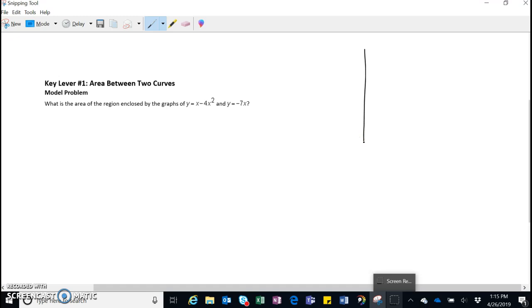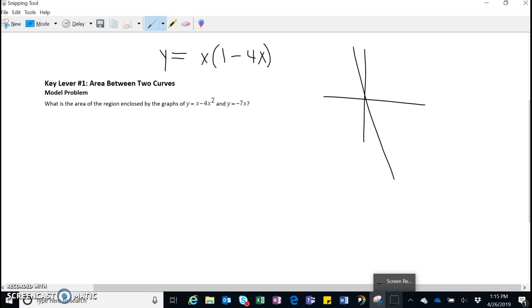Negative 7x is a pretty steep line with a decreasing slope that goes directly through the origin. And then y equals x minus 4x squared. That's kind of hard. I know that's a quadratic function, but I'm going to take an x out to see if maybe I'm a little more successful with what this looks like. x times (1 minus 4x). So I have one root at 0 and another root at 1/4 if I set each of those factors equal to 0.